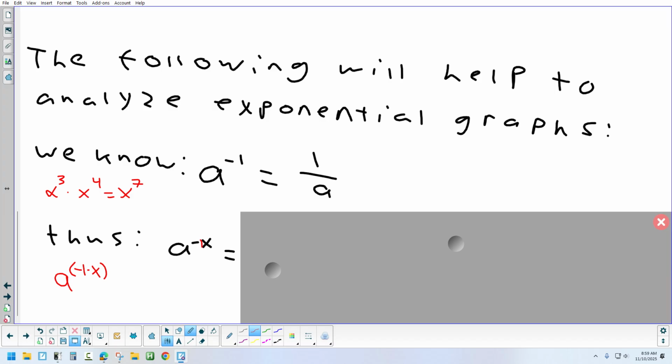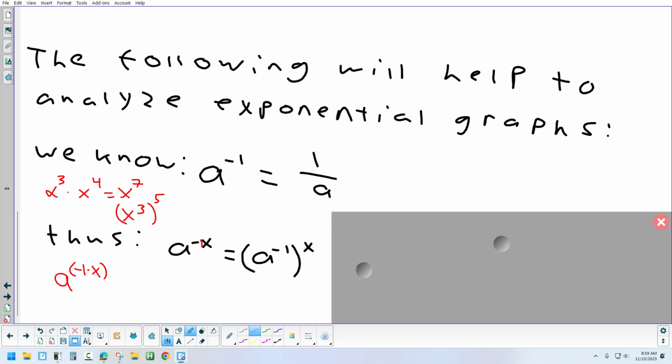Yeah, when you have a power raised to another power, like x to the 3rd to the 5th, that's x to the 15th. Okay? So the only way that you could end up multiplying a negative 1 times an x is if you had a power raised to another power, a to the negative 1 to the x. Because if you simplify that, it would be negative 1 times x, or negative x. And the reason I did that is because now we have that, a to the negative 1, and we have a way to fix that using what's up above.